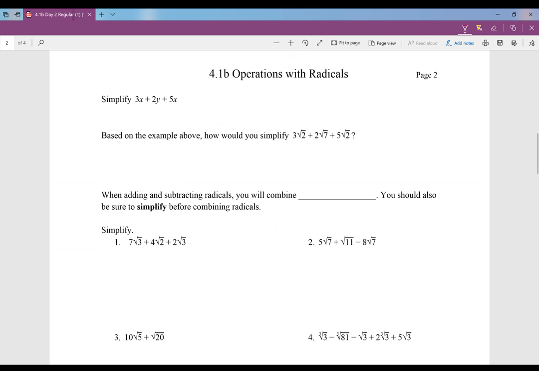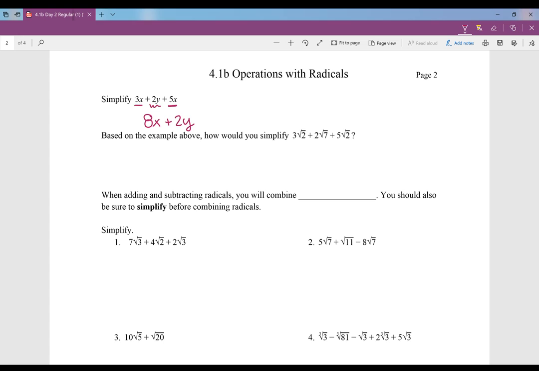All right, so now we're going to do operations with radicals. So if we were simplifying 3x plus 2y plus 5x, how would we do that? Well, we would combine our like terms, right? 3x plus 5x would be 8x. Then we'd have plus 2y, because that one doesn't have any like terms. Now, based on that example, how would we simplify 3 square root of 2 plus 2 root 7 plus 5 root 2?